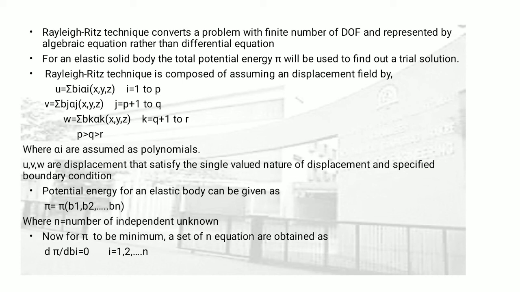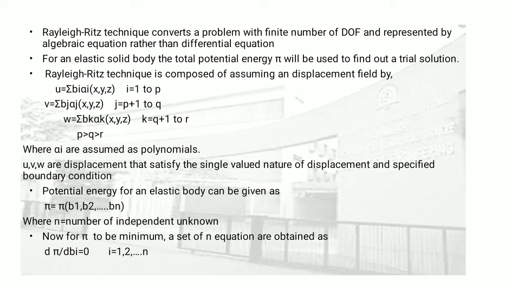Ritz techniques convert the problem to one with a finite number of degrees of freedom, represented by algebraic equations rather than differential equations. So by converting the differential equation to algebraic equations, we solve the problem with a number of algebraic equations. For an elastic solid body, the total potential energy pi will be used to find the trial solution.